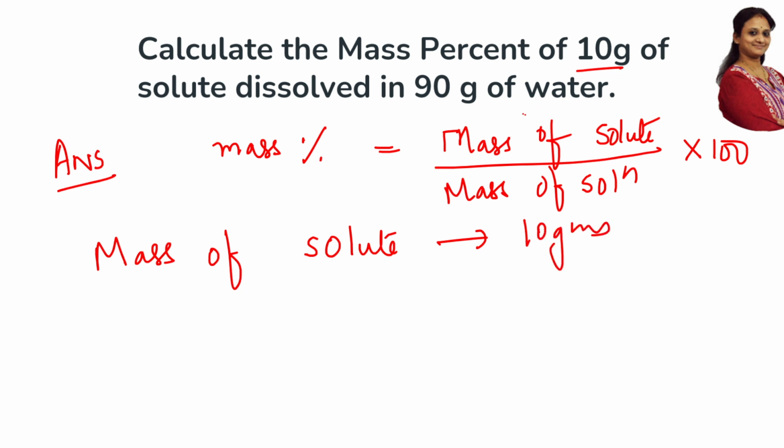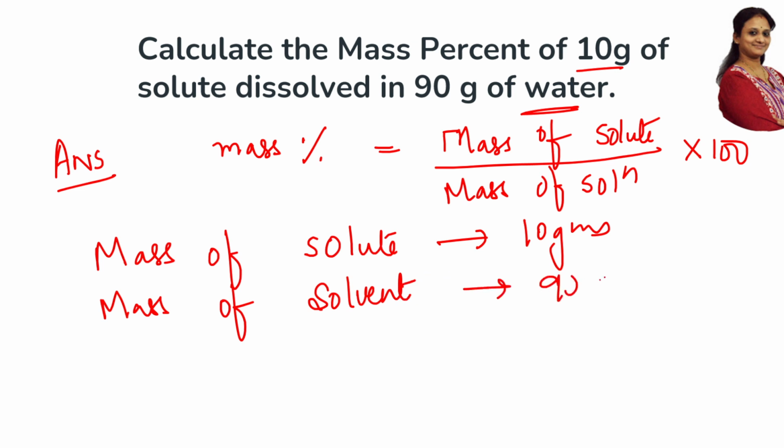A solution is obtained by mixing 200 grams of 25% solution and 300 grams of 40% solution by mass. They asked me to calculate the mass percentage of the resulting solution. This is easy actually. Only the formula you need to remember. Let us calculate the resultant solution.